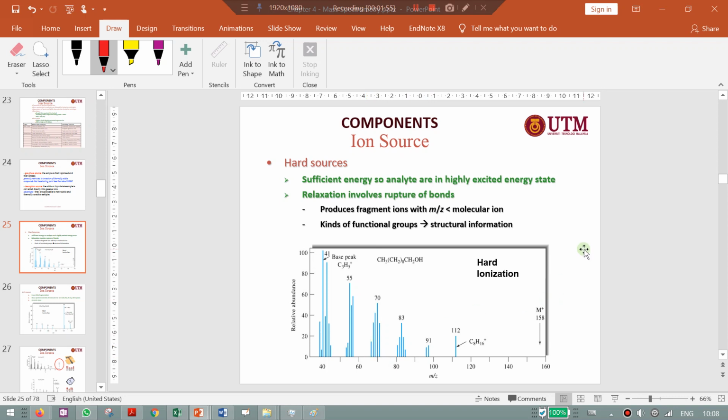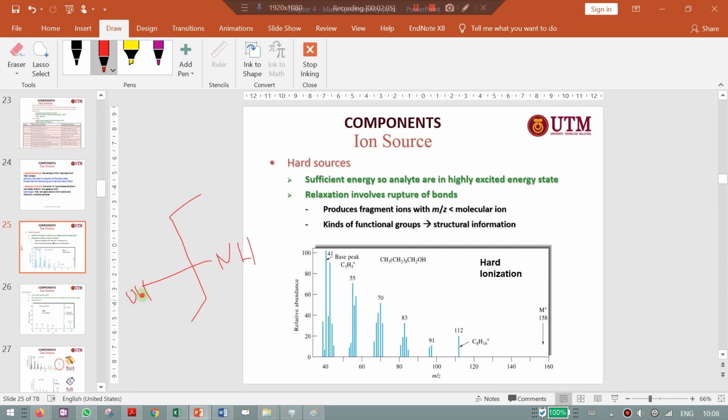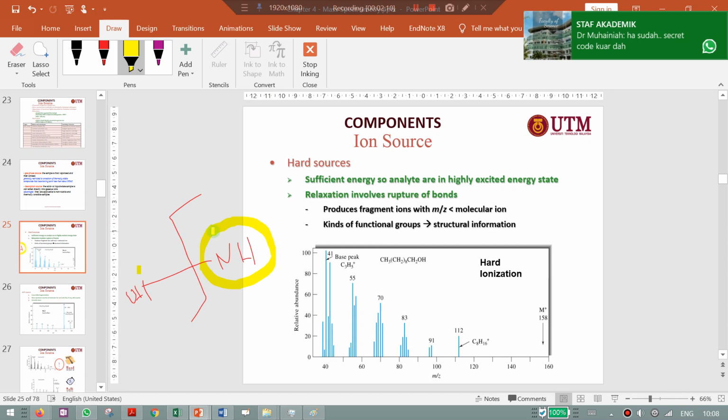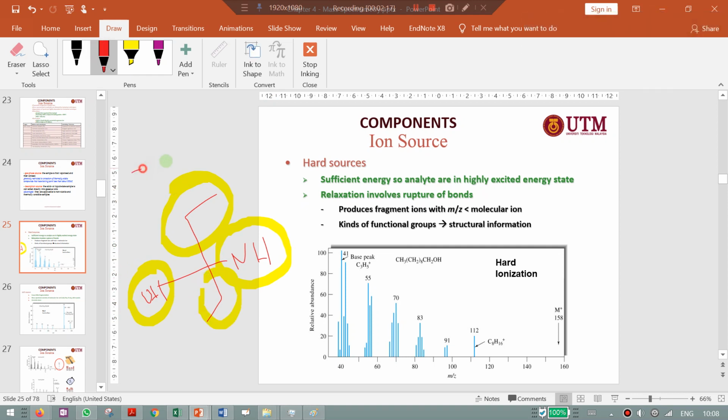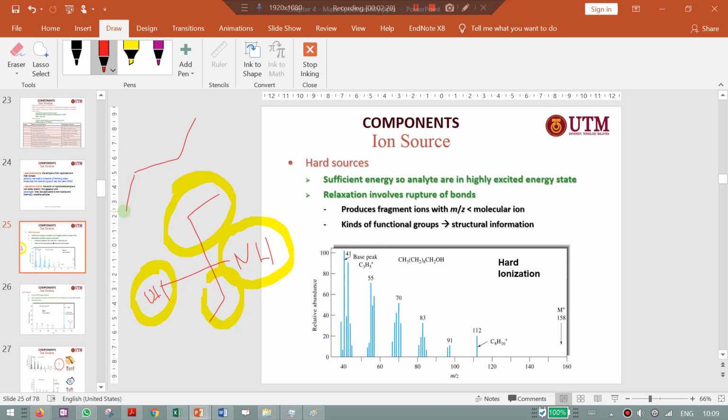Let's say for example we have this compound, and we have its structure. Maybe we get the fragment ions of this molecule, or maybe you can have this as your fragment ions. All of this can give you, for example, this, this, and this as the fragment ions. From the library, they can combine all the information of the functional group to provide the structural information of our molecule.